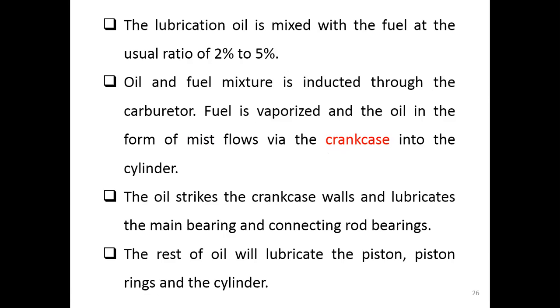Okay, so this is how we can do the lubrication in the case that the engine crankcase cannot store the lubrication oil. We mix the lubrication oil with the fuel and let it flow to the carburetor. The fuel will be vaporized, mixed with the air, and go into the cylinder, but the oil will not vaporize. So the oil in the form of mist will fall into the crankcase and do the lubrication for the main bearing of the crankcase and also the connecting rod bearing.